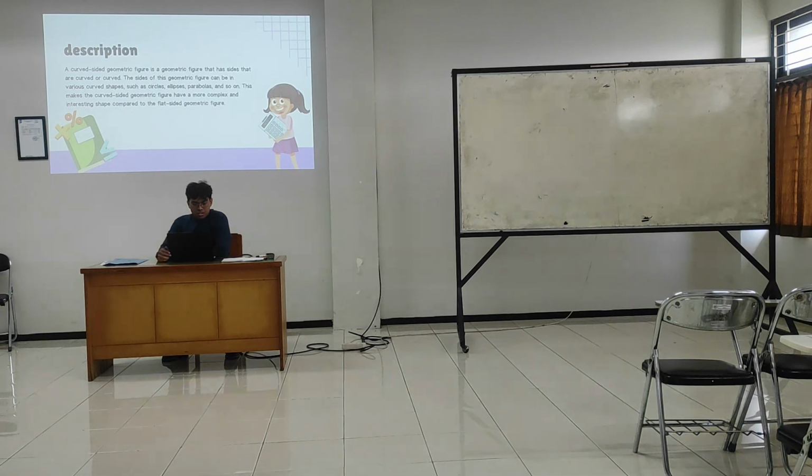material. So curve side geometric figure is a geometric figure that has sides that are curved. The sides of a geometric figure can be in various curved shapes such as circle, ellipse, parabolas, and so on. This makes the curved side geometric figure have a more complex and interesting shape compared to the flat-sided geometric figure.